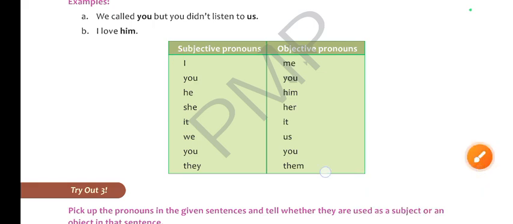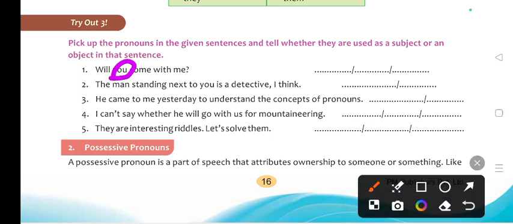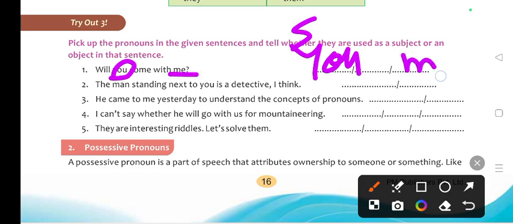Okay. Now try out 3. Pick out the pronouns in the given sentences and tell whether they are used as a subject or an object in that sentence. Will you come with me? So you, what is you? You is a subjective pronoun. So we can write here you and we can write S. And what is me? Me is an objective pronoun. Understood? So you are supposed to pick up the pronouns and tell whether they are used in the sentence as a subject or an object.